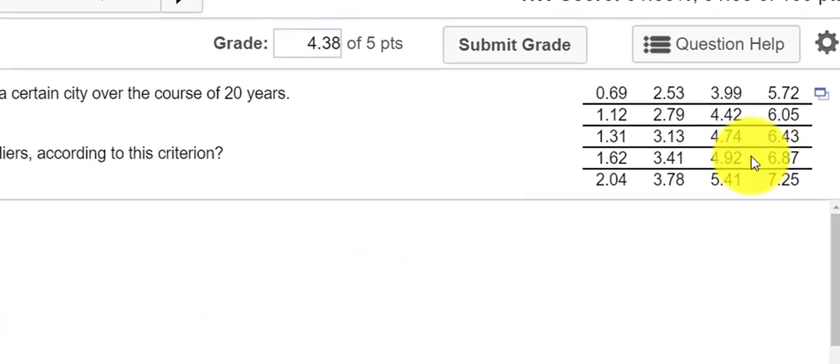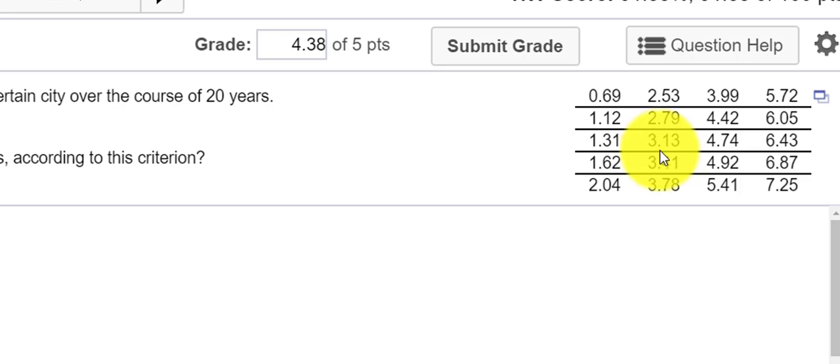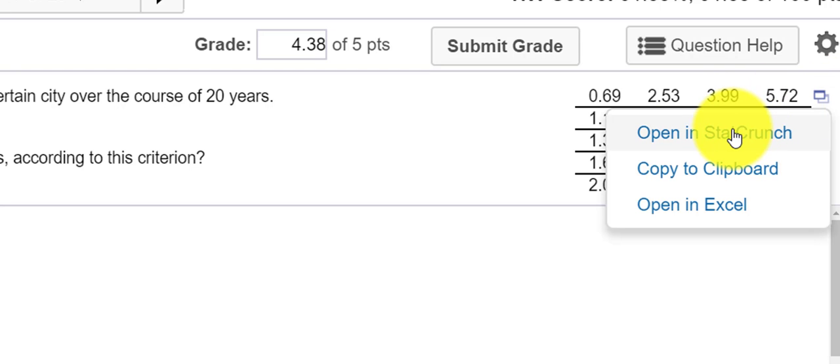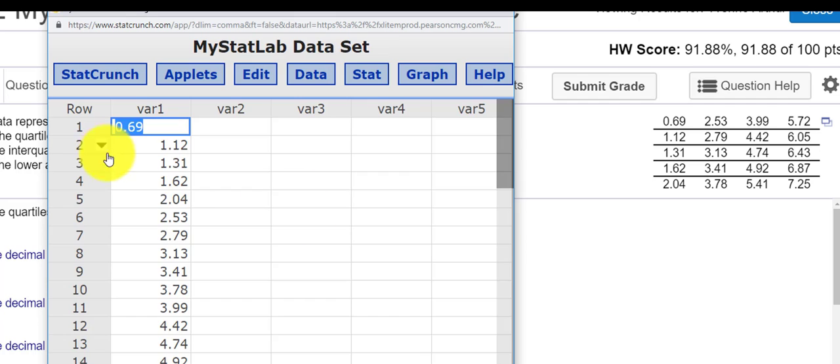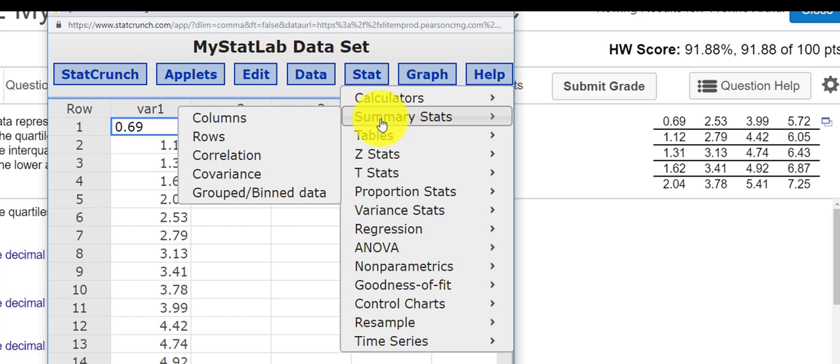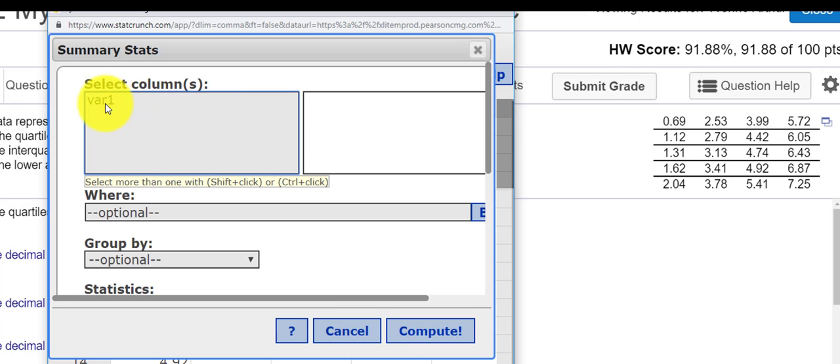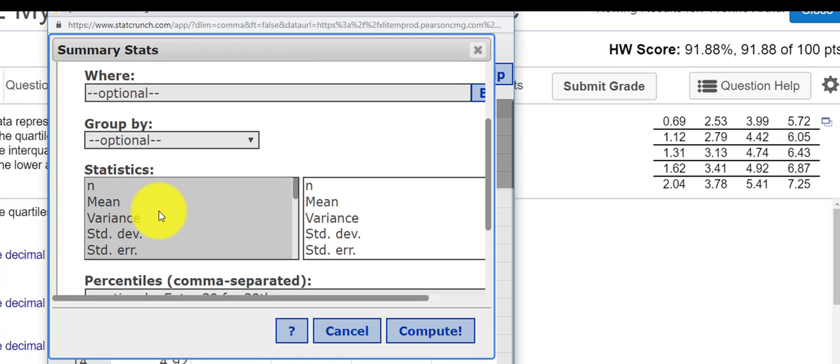So here's our data. It's a lot of data to enter by hand, so I'm going to use StatCrunch, my good friend, to summarize our data. So I press the little table, it opens up in StatCrunch. You press Stat. I want my summary statistics. My data is stored in the column called var1. So here's var1. And what do we want to see?